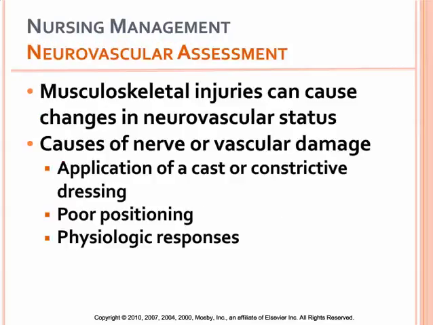The neurovascular assessment: be aware that musculoskeletal injuries can cause changes in neurovascular status. It can cause nerve or vascular damage, either with application of a cast or constrictive dressing, poor positioning, or in physiologic response. Neurovascular assessment should consist of a peripheral vascular assessment, which includes color, temperature, capillary refill, peripheral pulses, and presence of edema. And a peripheral neurologic assessment would include sensation, motor function, and pain.